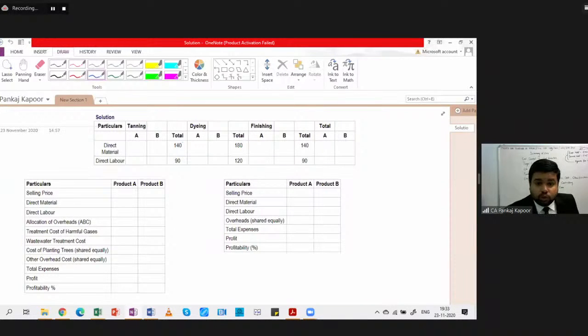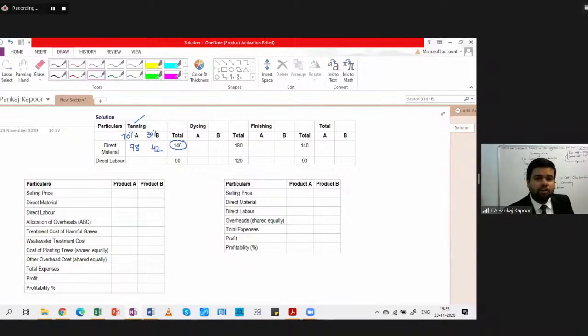What is the total material introduced in the tanning process? It is 140. What is the participation of A? 70%. What is the participation of B? 30%. So 98 rupee material is introduced in the tanning process for product A. 42 rupee of the raw material is introduced in the tanning process for product B.